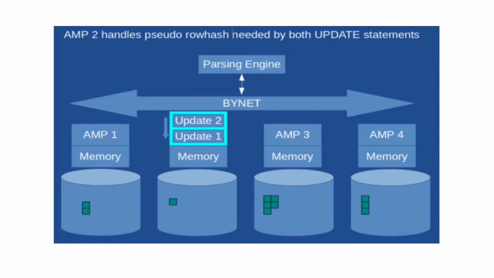2 update statements execute simultaneously, update 1 and update 2, and they want to update the same table. Each update intends to have the write lock. Pseudo table or proxy locking ensures that each request has to get the pseudo lock on a reserved row hash before obtaining the required lock.